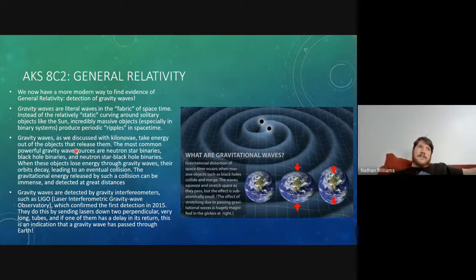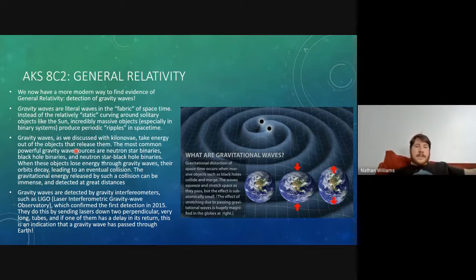And some other common sources for this. Again, we talked the other day about how kilonovae were caused by neutron star binary pairs or a neutron star and black hole binary pair. We don't normally talk about kilonovae being produced by two black holes in a binary system, but all three of these combinations can produce these gravitational waves.